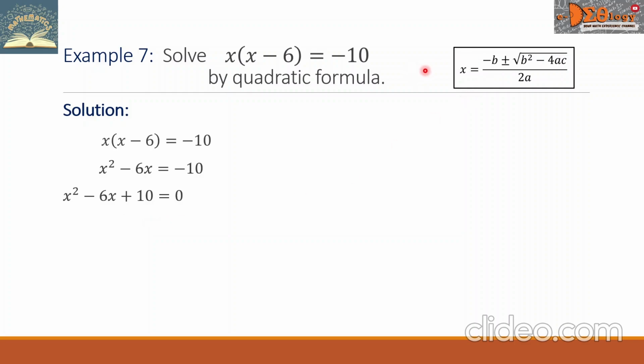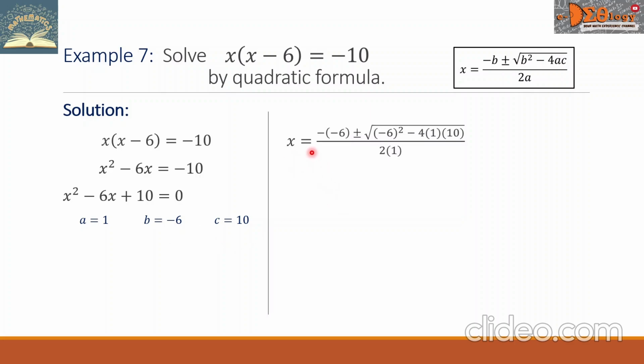This is our formula. Let us now collect the values of a, b, and c. A is the coefficient of x squared, so that is 1. B is the coefficient of x, we have negative 6. And c is the constant 10. We substitute these values, so we have x equals the negative of negative 6 plus or minus the square root of the square of negative 6 minus 4 times 1 times 10 all over 2 times 1.